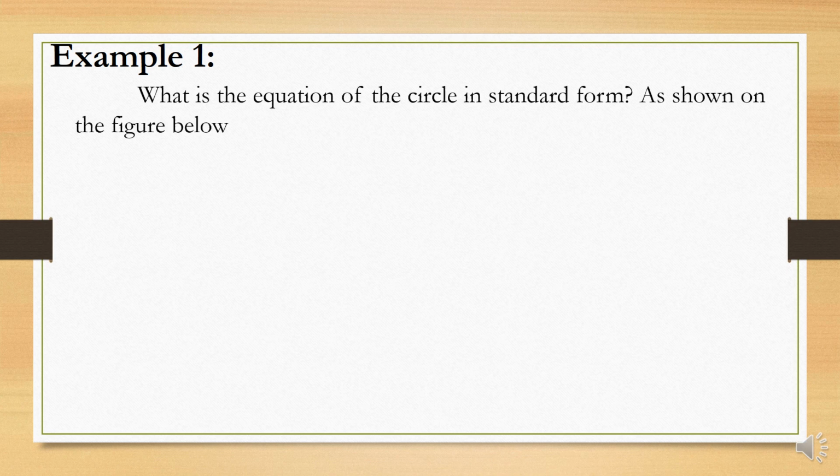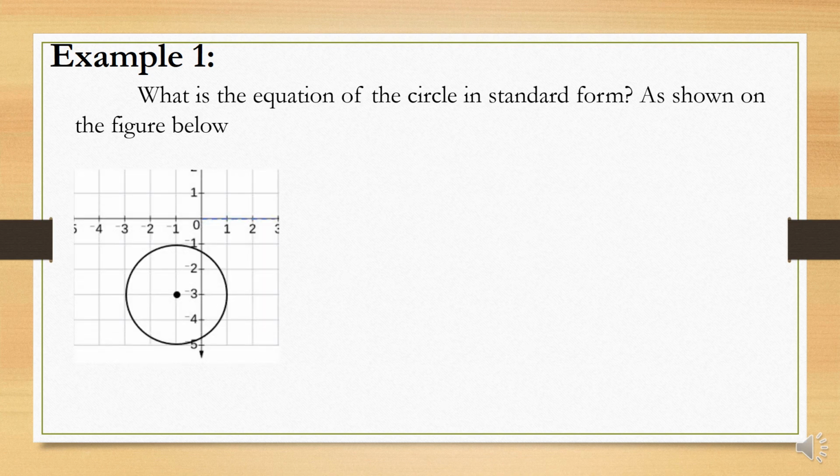Example number 1. What is the equation of the circle in standard form, as shown in the figure below? You have observed that you are given a graph of a circle in the Cartesian plane. So we need to identify first the center of the circle and the radius of the circle using the given graph.